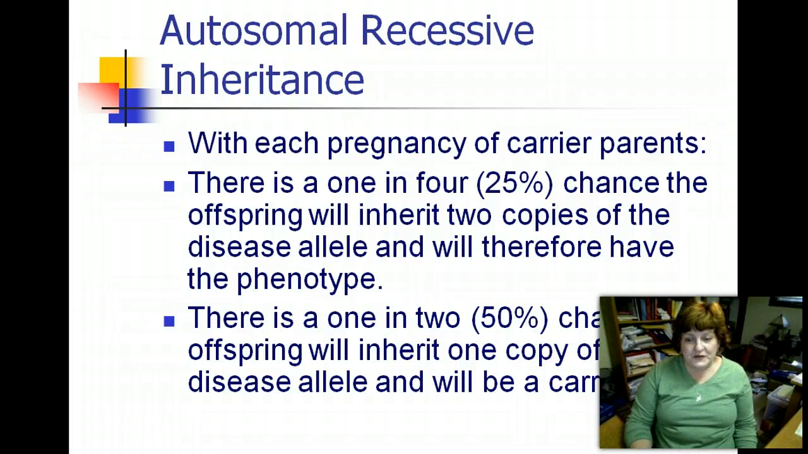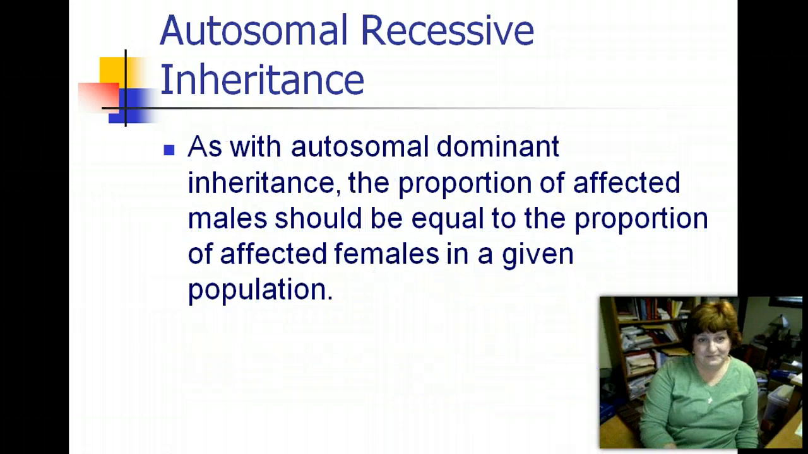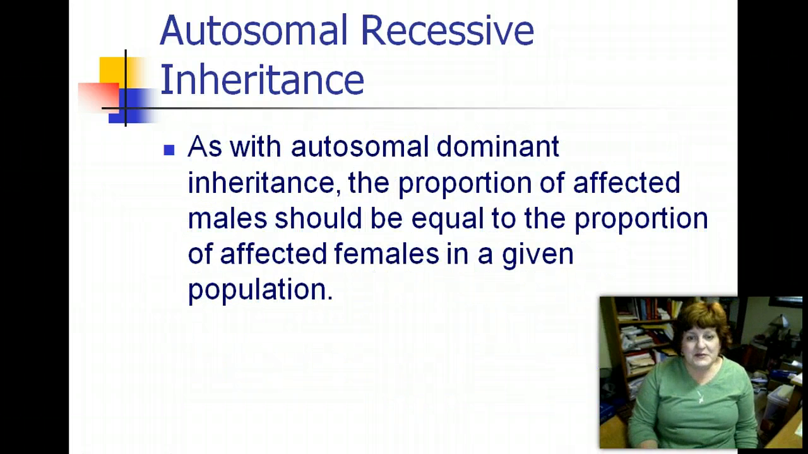There's a 1 in 2, a 50% chance that they will carry one copy of the diseased allele and be a carrier. And there's also a 1 in 4, or a 25% chance that they'll inherit no copies of the diseased allele. They won't express it as a phenotype, and they also will not be carriers. And they are not at risk of passing the disorder down to their offspring. Examples of disease processes with autosomal recessive inheritance include sickle cell and cystic fibrosis. As with autosomal dominant inheritance, the proportion of males and females affected should be the same in a given population.